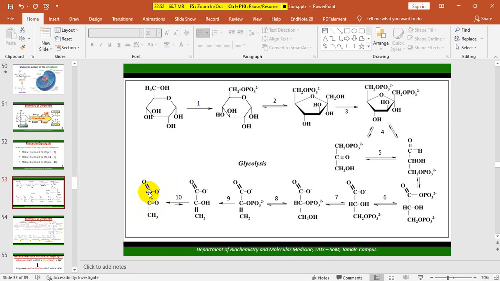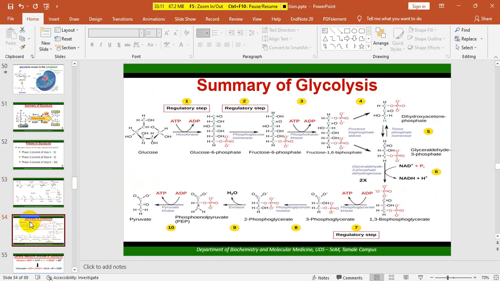Pyruvate is a fatty acid. It has only 3 carbons. So pyruvate contains what? A carbonyl group, so it's a ketone, and at the same time it also has what? A carboxylic acid group. So let's see. These are the steps.